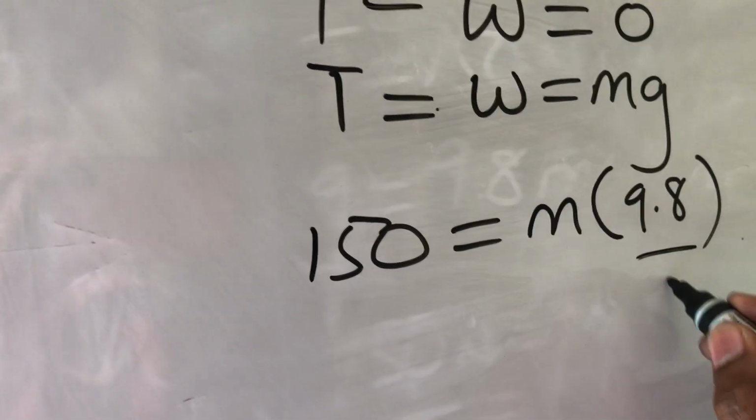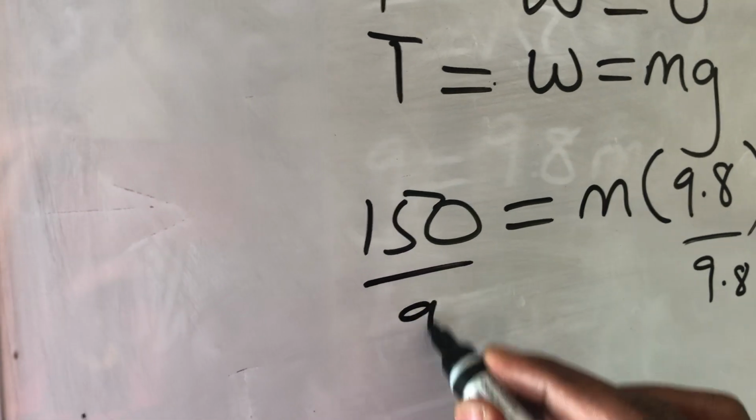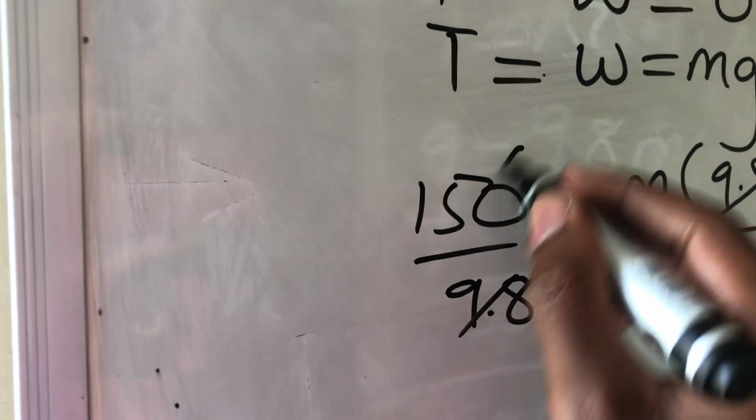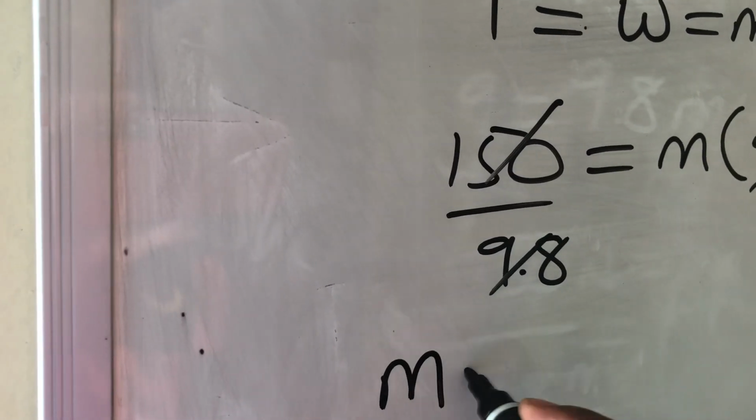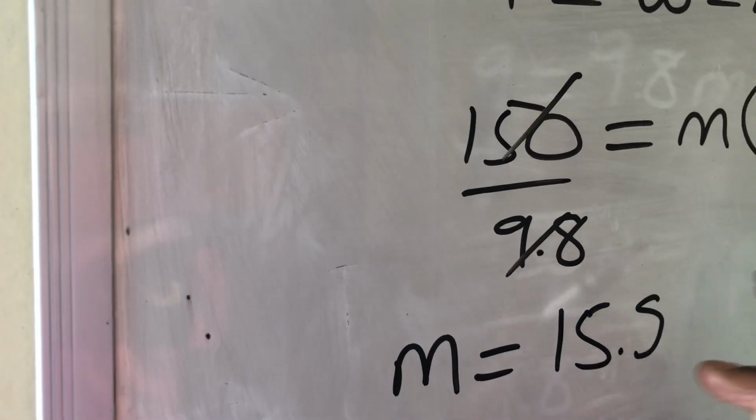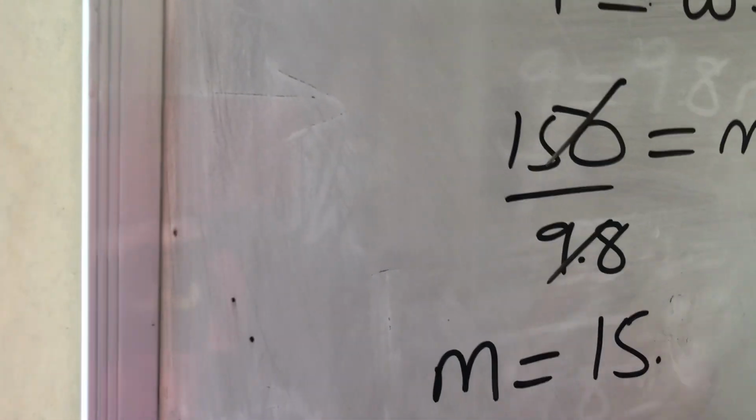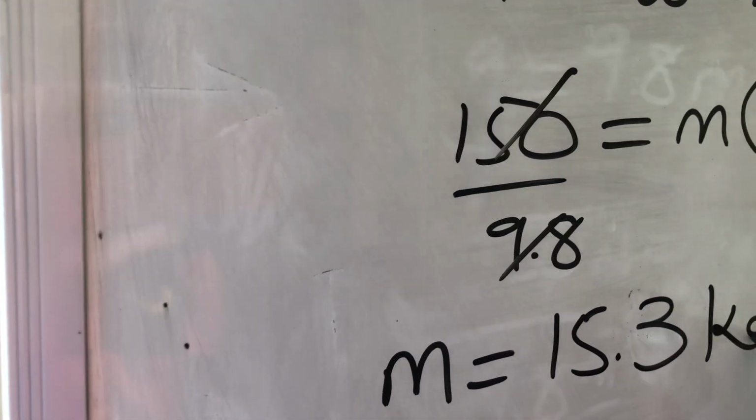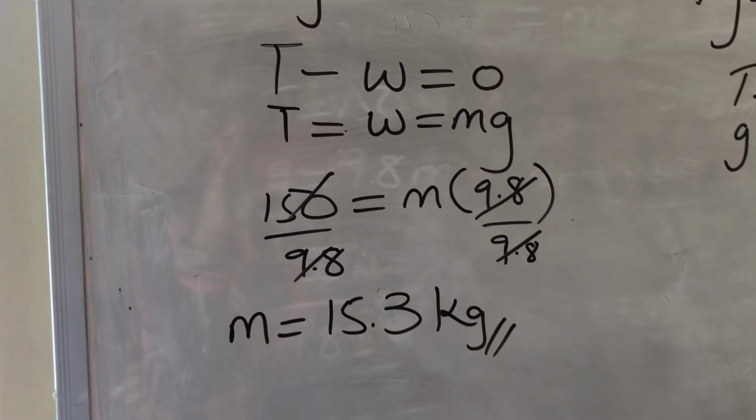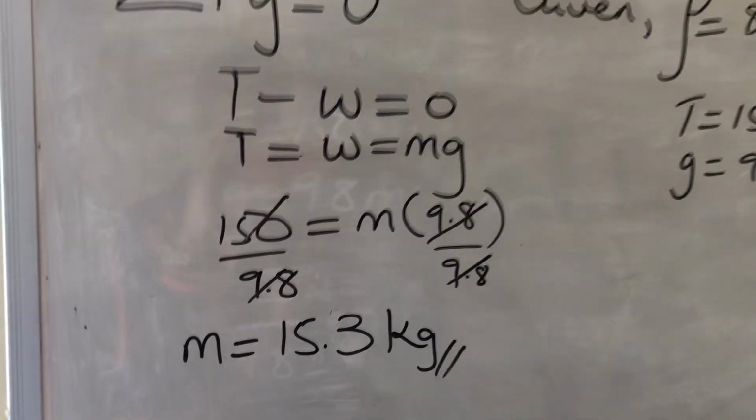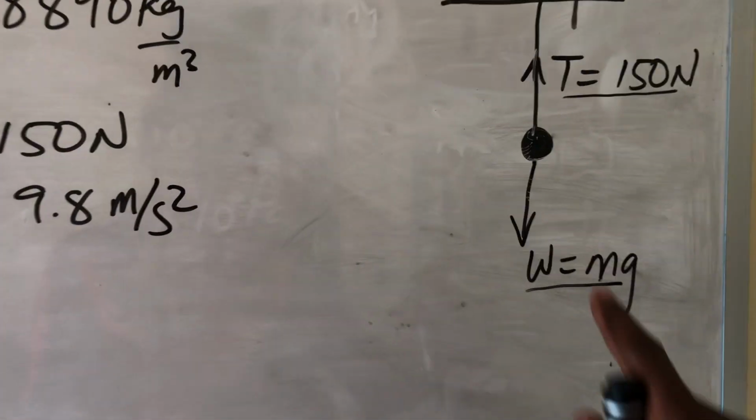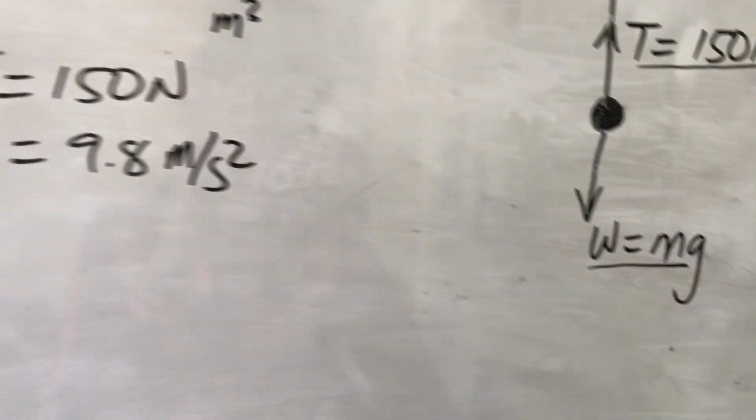Then you can divide both sides by 9.8, and if you punch it in your calculator, you find that your m is something close to, my calculator is saying, 15.3 kg. Hopefully we are together, right? So this is going to be your m, that's the mass of the brass ball.